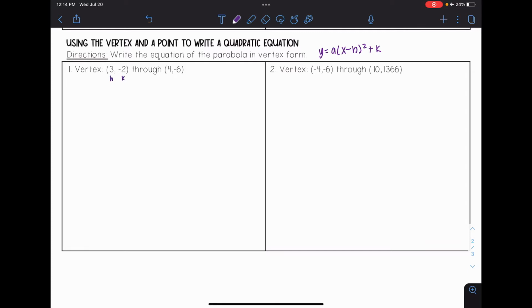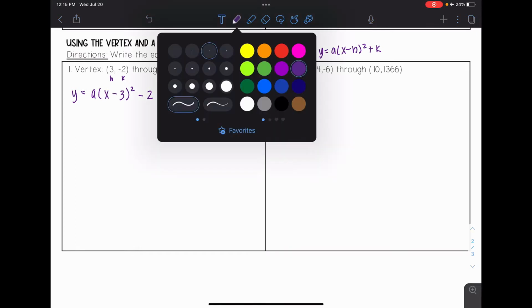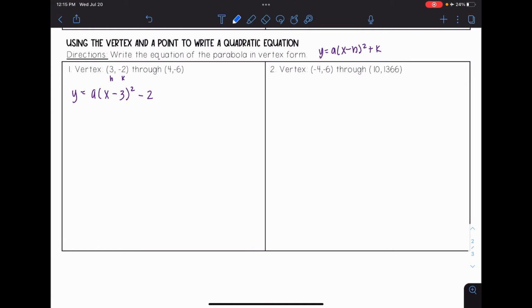So if I were to plug that into my function here, I have that y is equal to a times x minus h, which is 3, squared, plus k, which is -2. So I'm really close to having the equation of the parabola. However, I don't know what that a value is. So that's where this other point comes into play.